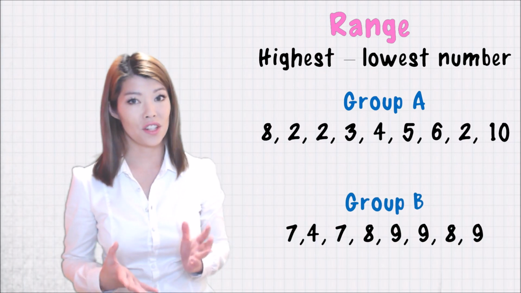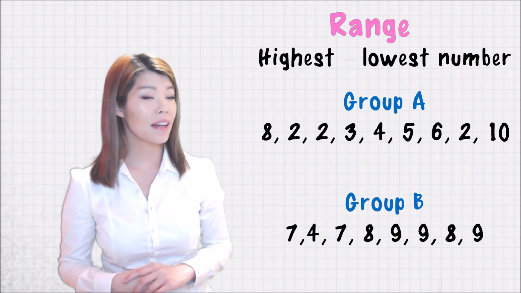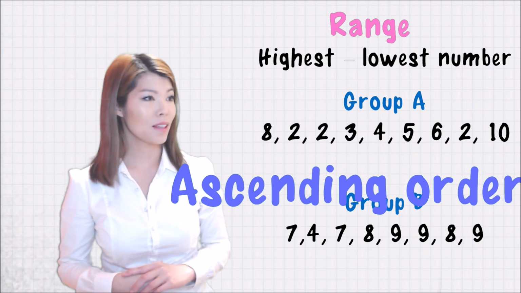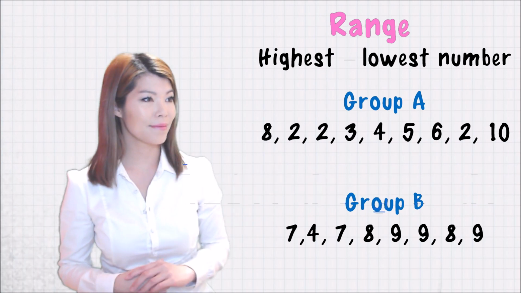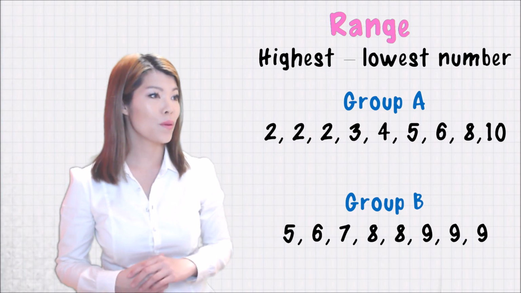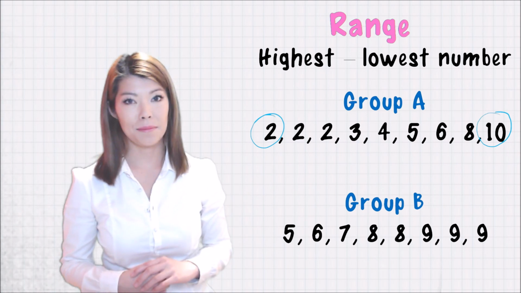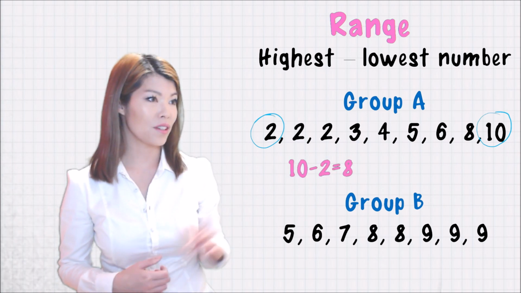We can't look for the range yet because if you look at the values, they're all jumbled up. We have to make sure they're in ascending order. So let's reorganize this. Now that we have the numbers from smallest to largest, we can take the largest number minus the smallest number, 10 minus 2, and that gives us the range, which is 8.